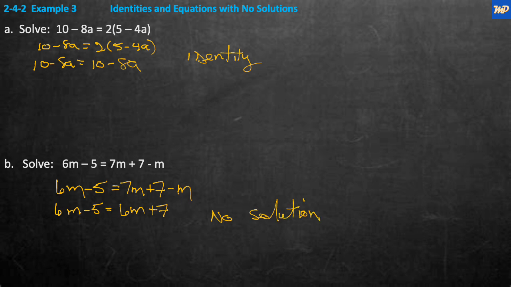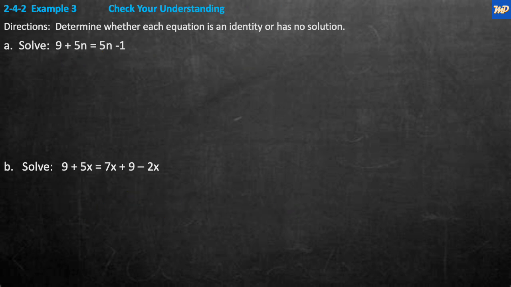Okay, good deal. Example 3, check your understanding. Your turn. Determine whether each equation is an identity or has no solution. Same thing we just did in the previous slide. So why don't you go ahead and give it a try. I'll wait for you. Okay, I'm assuming you've done it and you're back with me. I trust you've taken the time to try this yourself, just so you can feel it.